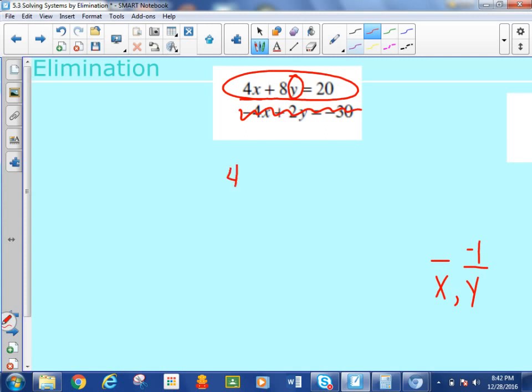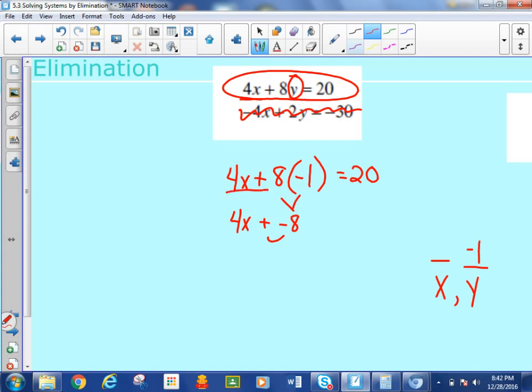Okay, so 4x plus 8. Remember, this is times a -1, not 8 minus 1, equals 20. Okay, so this right here gives me -8 now. And I still have 4x in front. And if you don't like how that looks, you could get rid of that plus sign.